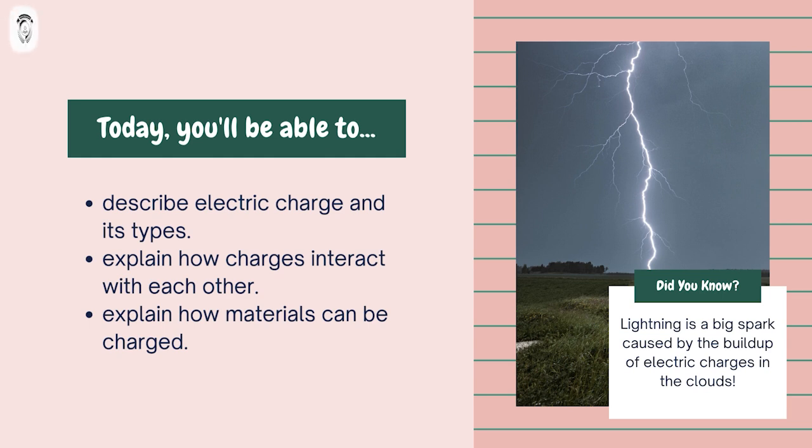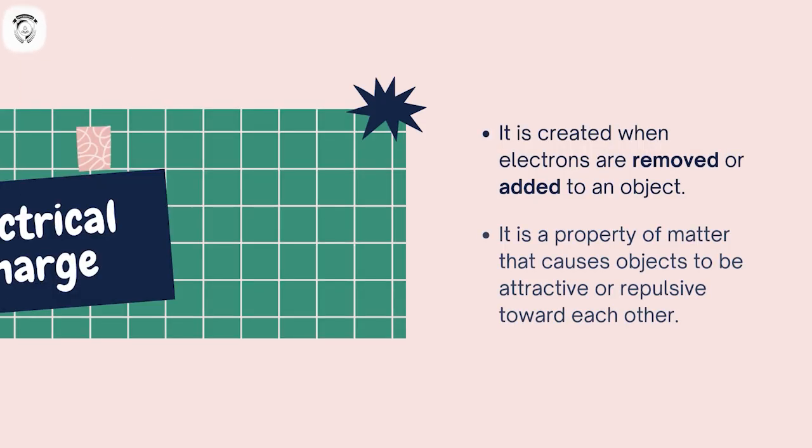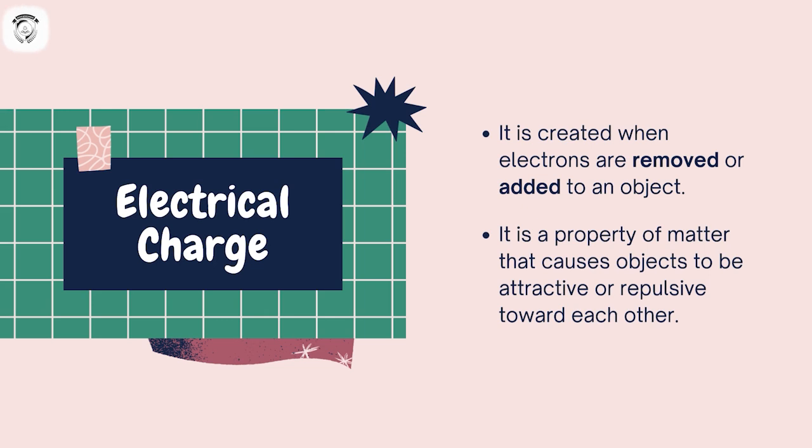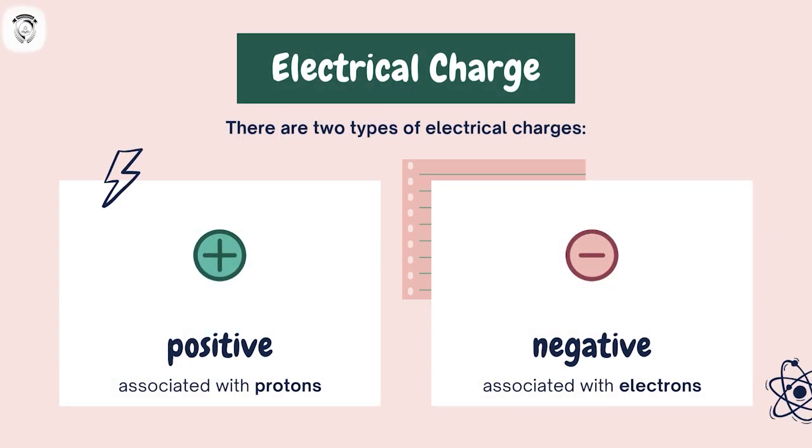So what are these charges? Charge is created whenever electrons are either removed from or added to an object, and it is the property of matter that causes objects to be either attractive or repulsive towards each other. Electric charge is positive when an object loses electrons, and negative when it gains electrons.